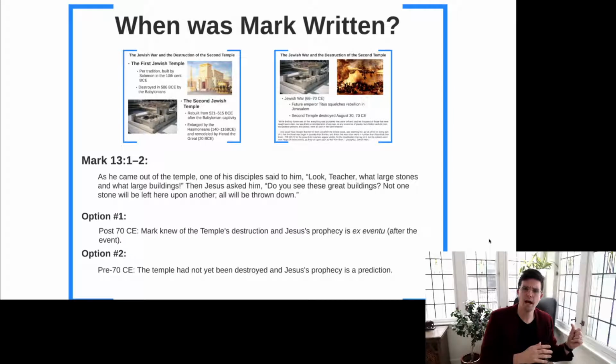So that's one option. Or the other option is that it's a true prediction on the account of Jesus and/or Mark, that it's prophecy classically perceived. And both of those ways of parceling out option number two would have the gospel written before 70 CE, before the temple is actually destroyed.